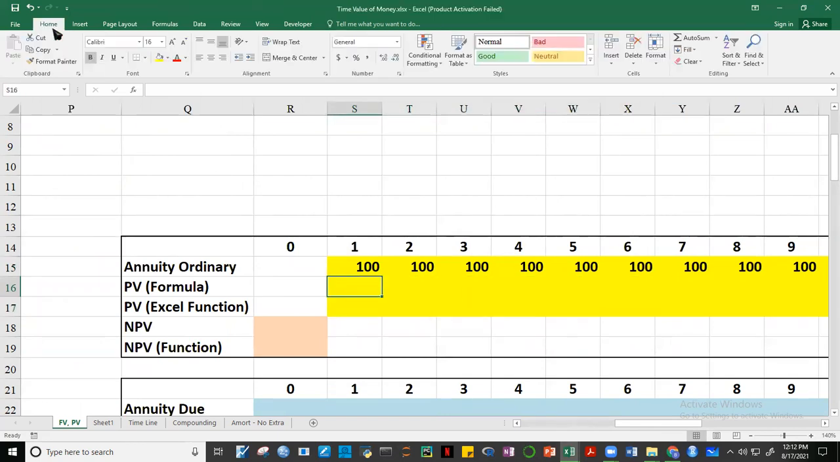Lagyan ko lang ng ibang kulay. So we can use the PV function, negative PV. Okay, so we will not treat this as an annuity. We will treat this as a single cash flow.